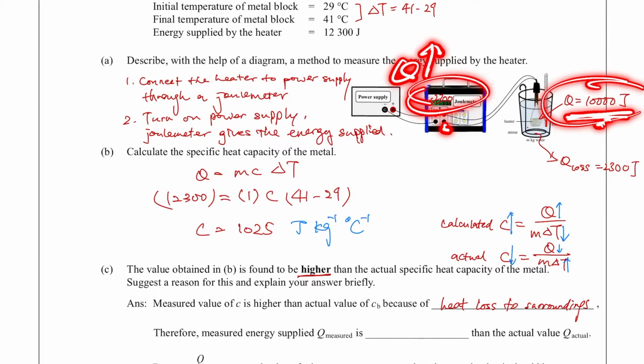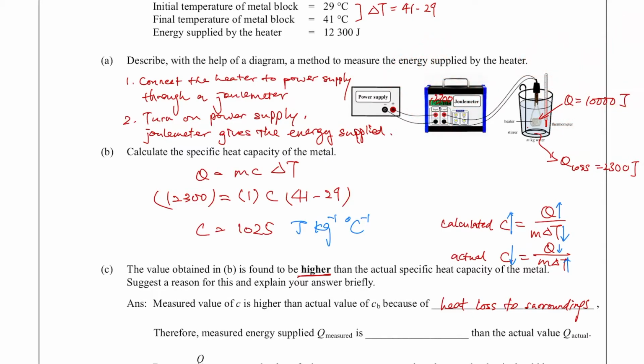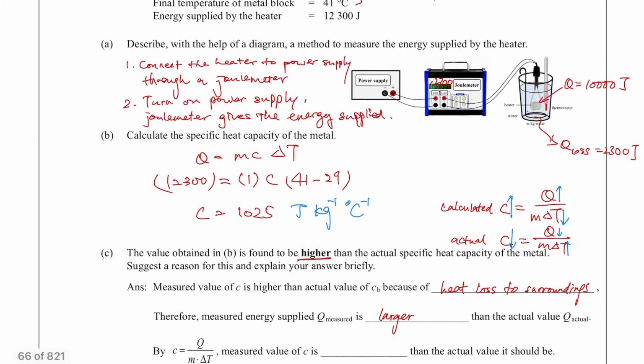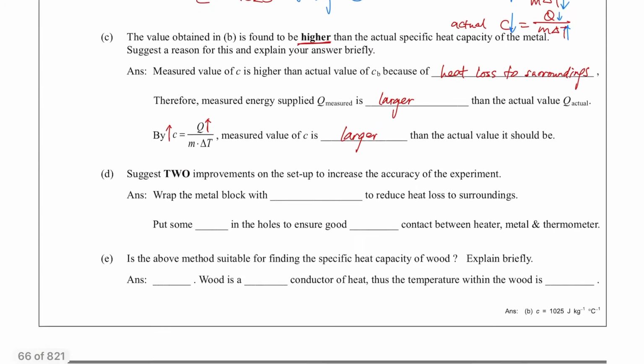We use a larger number in our calculation, larger number of Q. But the actual is smaller. So therefore, the measured energy supply is larger than the actual Q. By C equals Q over m delta T, calculated Q is larger, calculated C will be larger. Calculated means measured. C is larger than the actual value that it should be.